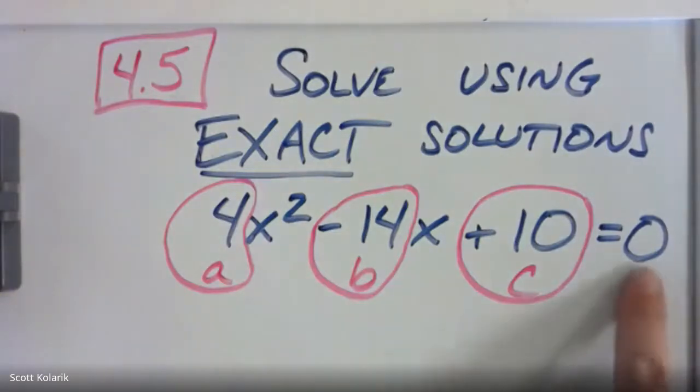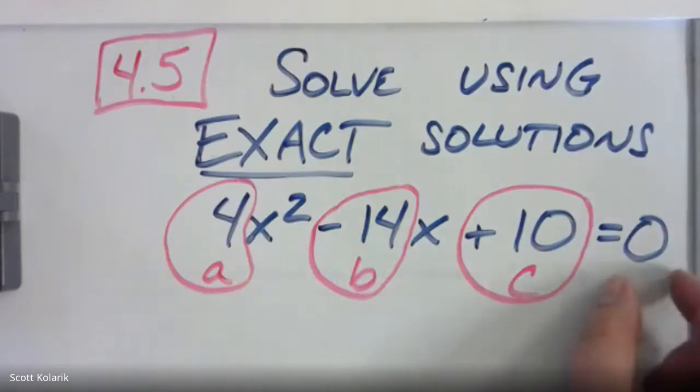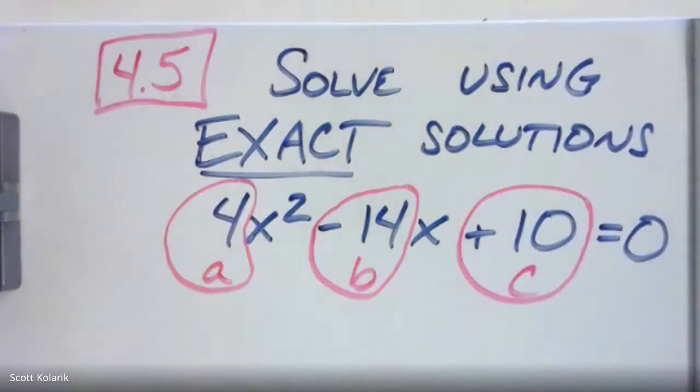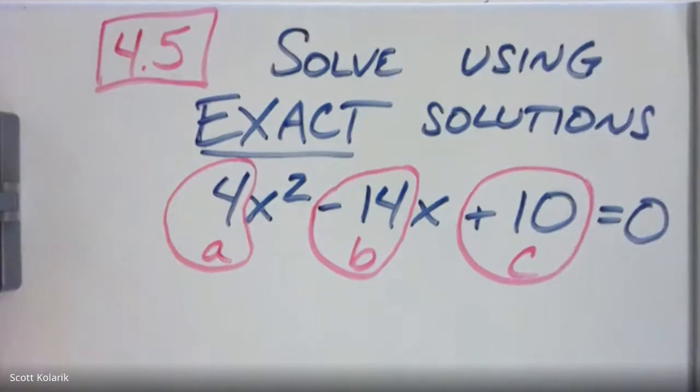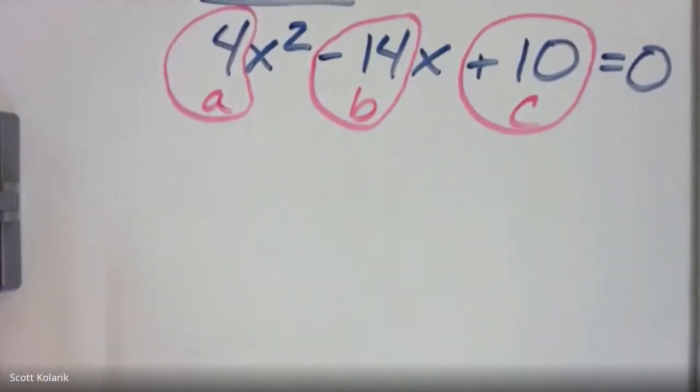It's also worth noting that had there been anything over here, and for your final exam, there won't be, I would first have to take that element and combine it with its corresponding like term so that it was set equal to 0, because I need that to be the case in order to use the quadratic formula.